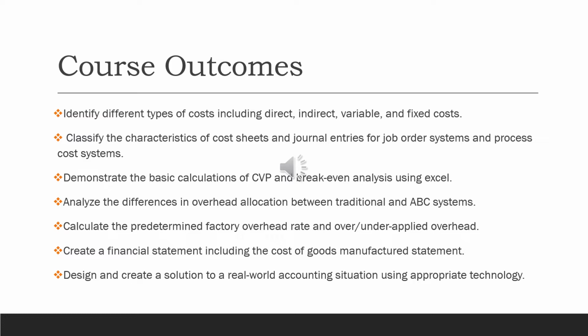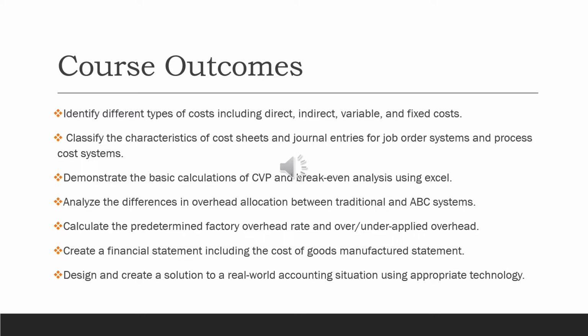In the second portfolio project, I was able to once again create a financial statement, including the cost of goods manufactured. I was able to analyze the difference in overhead allocation between traditional and ABC systems. I was able to classify the characteristics of cost sheets and journal entries for job order systems and process cost systems, and I was able to identify different types of cost, including the direct, indirect, variable, and fixed costs.